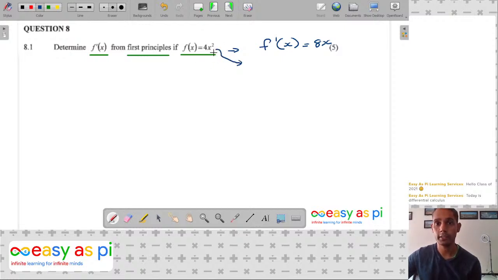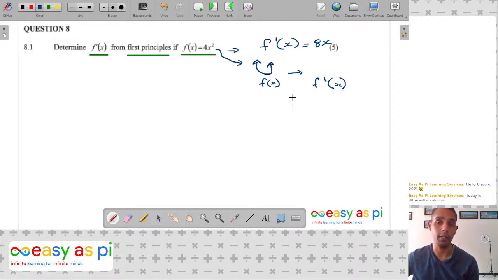Okay, 4x squared is a happy-faced parabola, right? So that's f of x. And if that's the case, if I work out the derivative, what is the derivative of a parabola? Specifically a happy-faced parabola, I will have a straight line with a positive gradient. And you'll notice that this correlates to this. This is the equation of a straight line, mx plus c. And you'll notice it has a positive gradient.